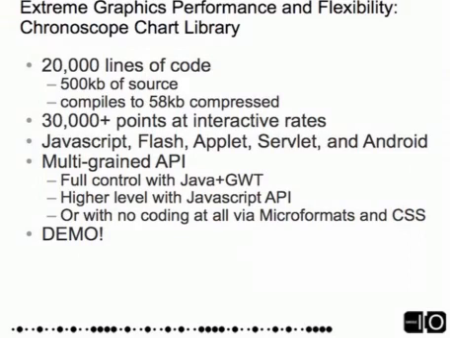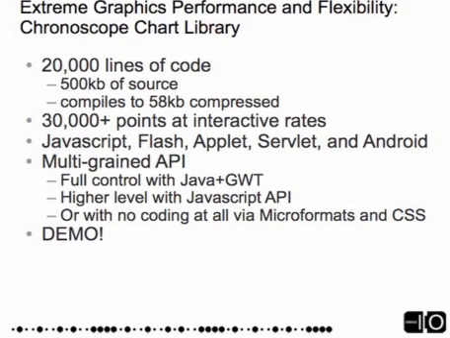And here's another example of how good the GWT compiler is. The Chronoscope chart library is 20,000 lines of Java source, 500 kilobytes on disk, but it compiles to just a measly 58 kilobytes. And last year, when I demoed this at the Voices That Matter conference, I could only render about 15,000 points at interactive rates. It turns out, simply recompiling with GWT 1.5, my performance has doubled. So that, to me, is a huge win for using GWT, because I didn't have to do anything. All I had to do was download the release candidate, recompile it, and poof, I've doubled my performance.